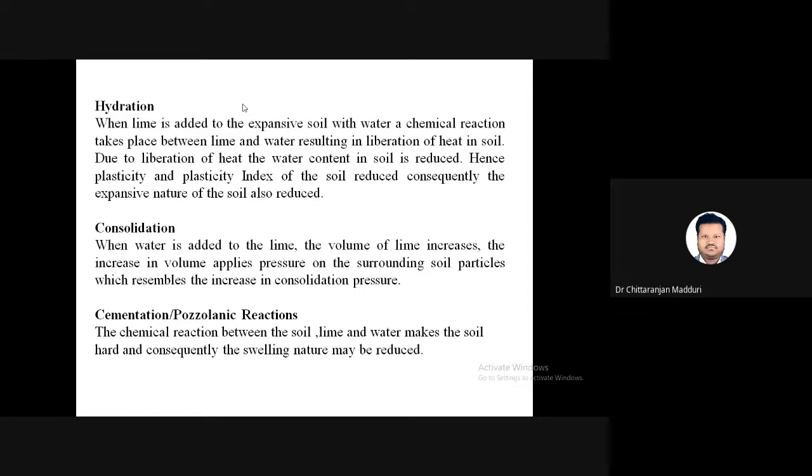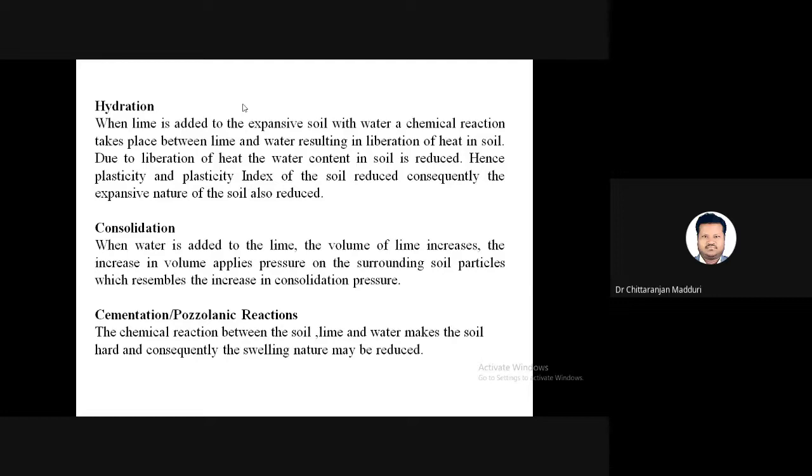So with hydration, when lime is added to expansive soil, a chemical reaction takes place between water and lime. Because of this chemical reaction between lime and water, it results in liberation of great heat in the soil. Due to the liberation of heat, the water content in the soil is reduced, hence the plasticity and the plasticity index of the soil are reduced. Consequently, the expansive nature of the soil is also reduced.